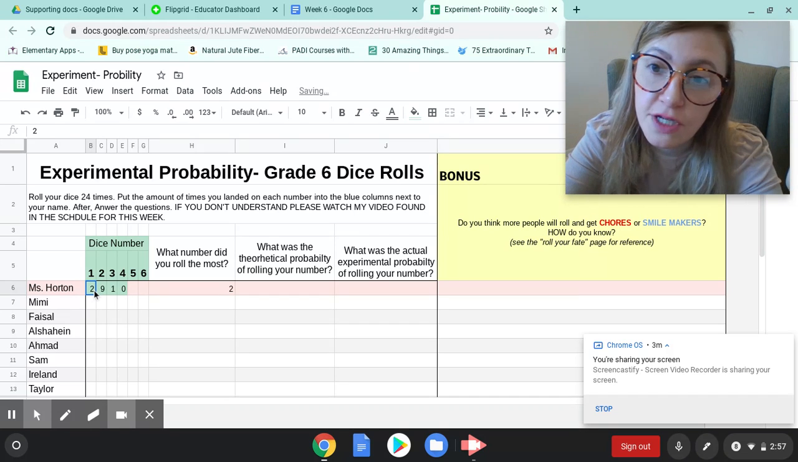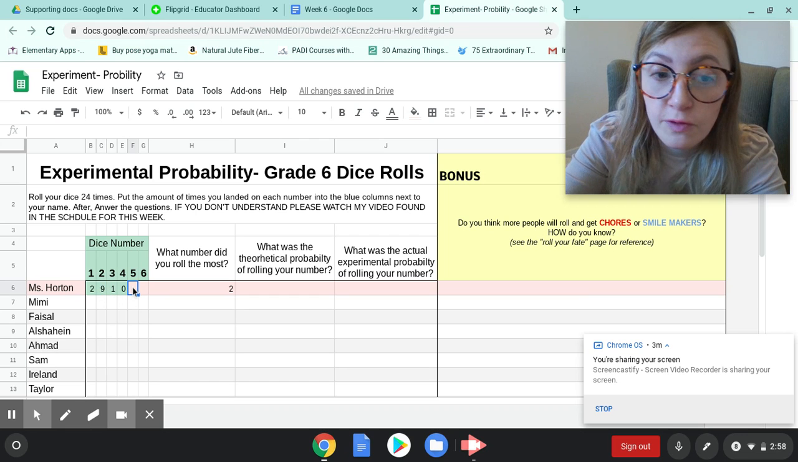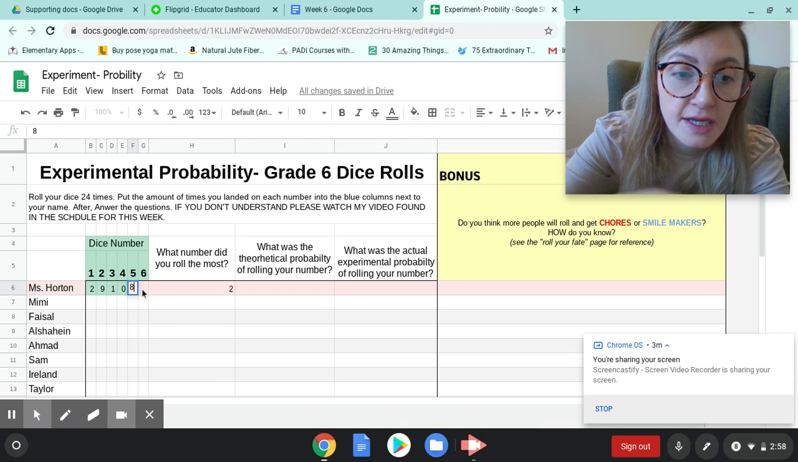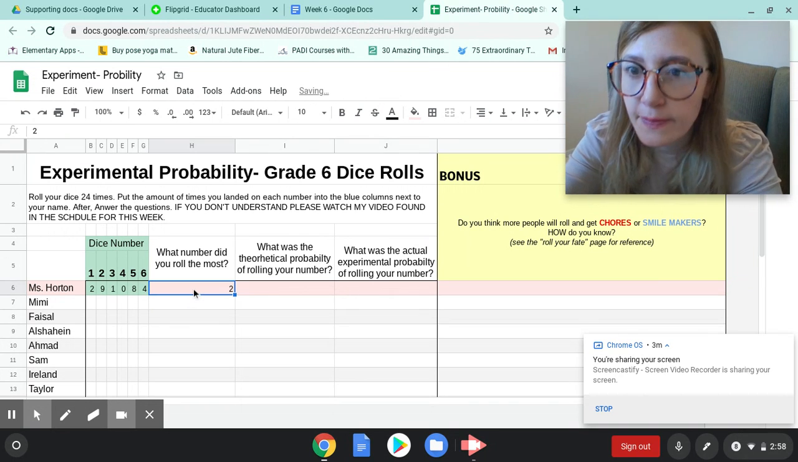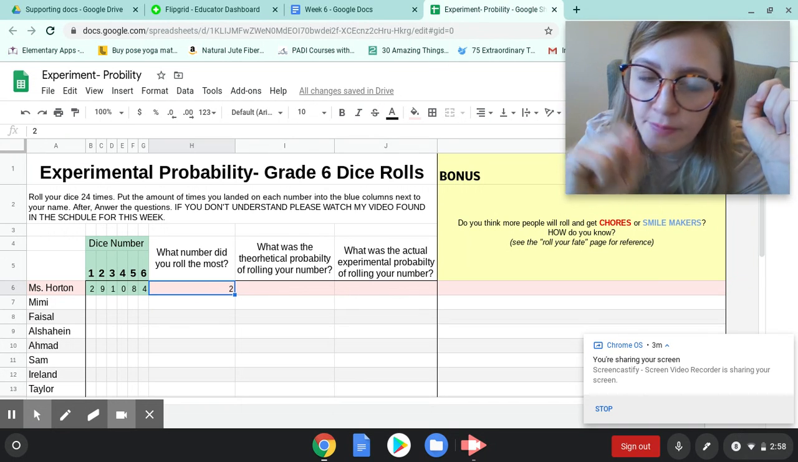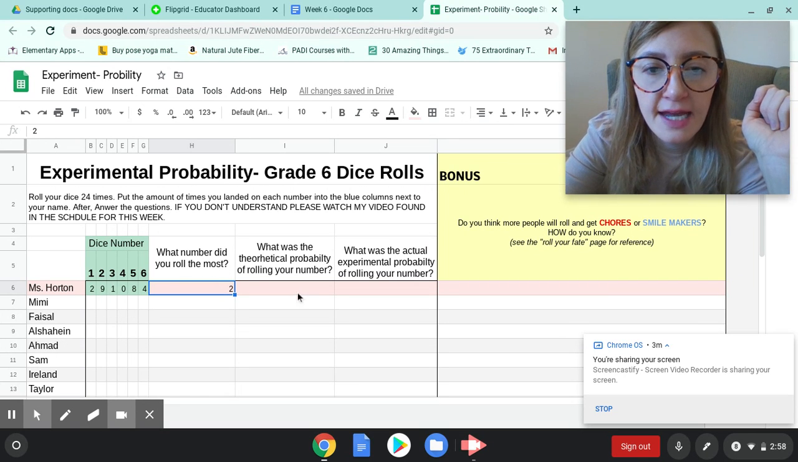Okay, how many times did I roll 1? 2. How many times did I roll 2? 9. How many times did I roll 5? 8 times. How many times did I roll 6? 4 times. Okay, they should add up to 24 because you rolled it 24 times. What number did you roll the most? I rolled 2 the most. I rolled it 9 times.